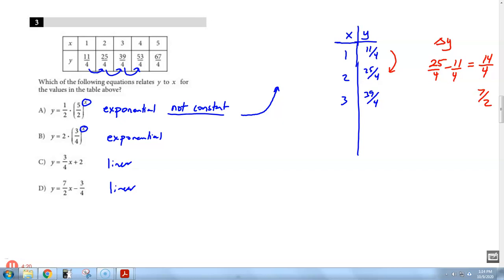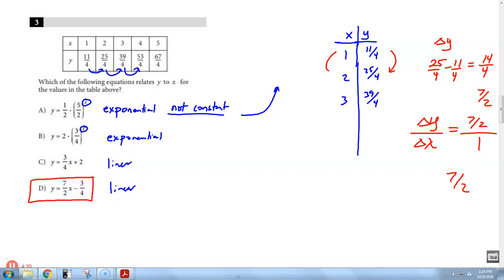All right, so my change in y over my change in x. My change in y is 7 halves. My change in x is just 1, so that makes it nice. Anything divided by 1 is just whatever it is. So there's my slope. So it looks like the correct answer is D.